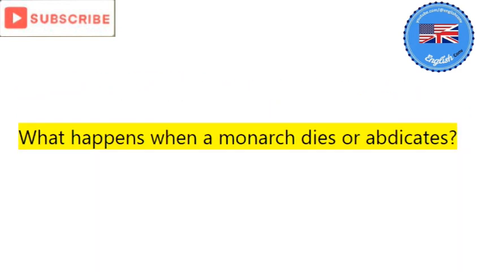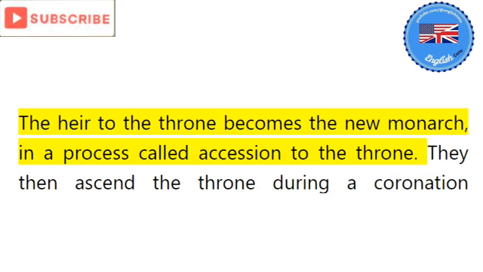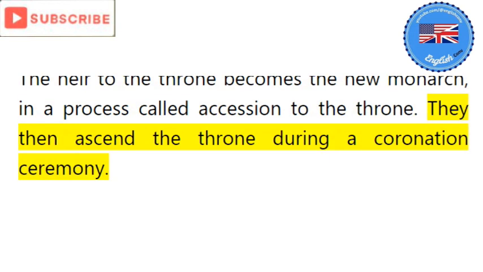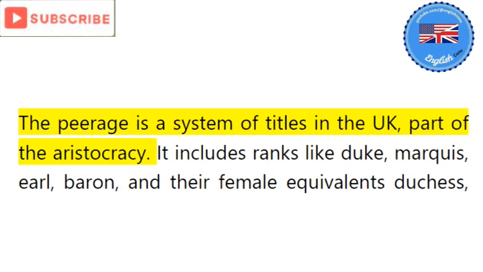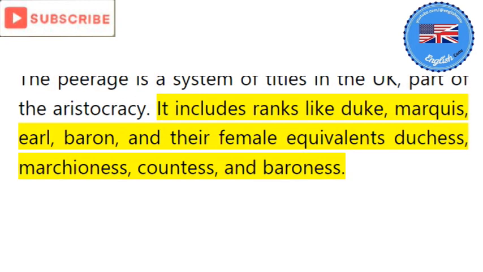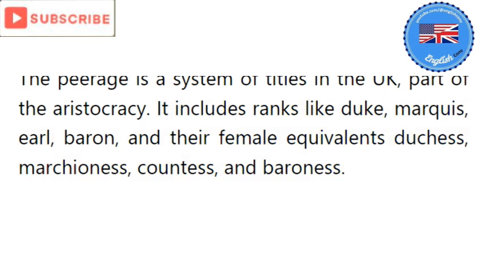What happens when a monarch dies or abdicates? The heir to the throne becomes the new monarch, in a process called accession to the throne. They then ascend the throne during a coronation ceremony. What's the peerage? The peerage is a system of titles in the UK, part of the aristocracy. It includes ranks like Duke, Marquess, Earl, Baron, and their female equivalents Duchess, Marchioness, Countess, and Baroness.